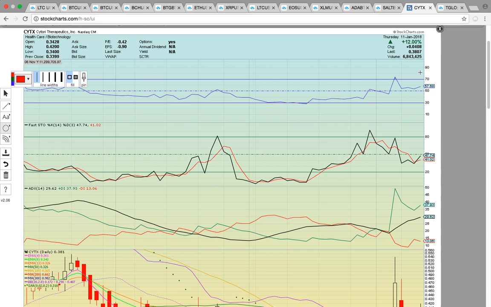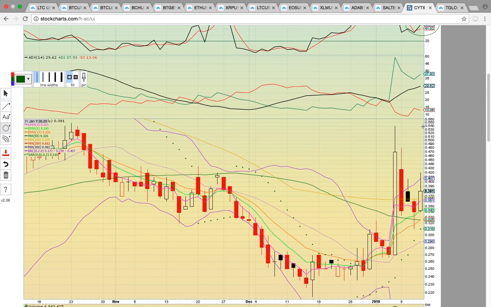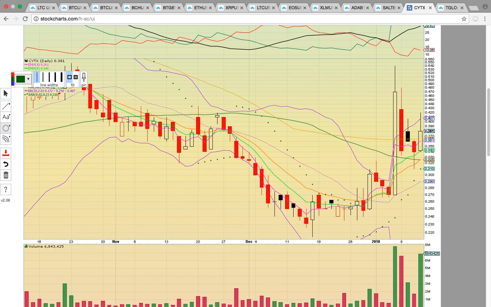Okay, so let's look at two stocks real quick. Check out CYTX. I didn't get it in the last video. I thought I should throw it in real quick. It closed up 12% today. It's in the bull zone on RSI at 57. Check out Fasto. You want to see that get back above 50. So this had a nice bounce today in an uptrend.